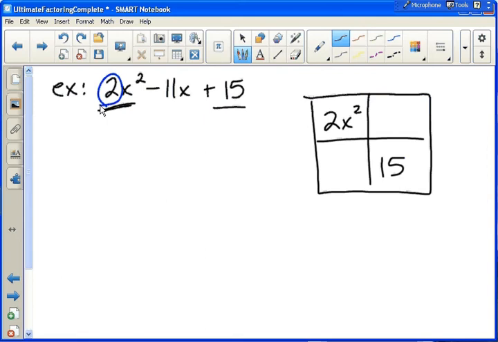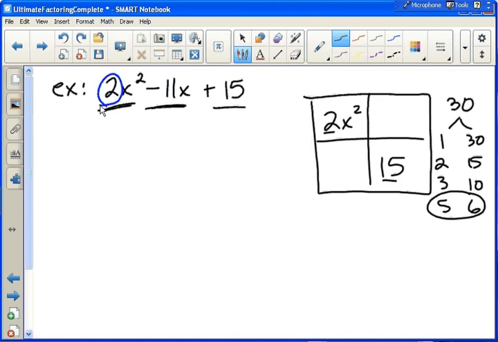The next step is to multiply these two numbers together. You can just do the number part, so 2 times 15, and that gives me 30. So I'm going to list all the values that multiply to be 30, and I need to figure out which of those, we know they all multiply to 30, but which of those will add up to a negative 11. Okay, well that would only be 5 and 6. So what I do is I put a 5x and a 6x in the remaining two boxes.